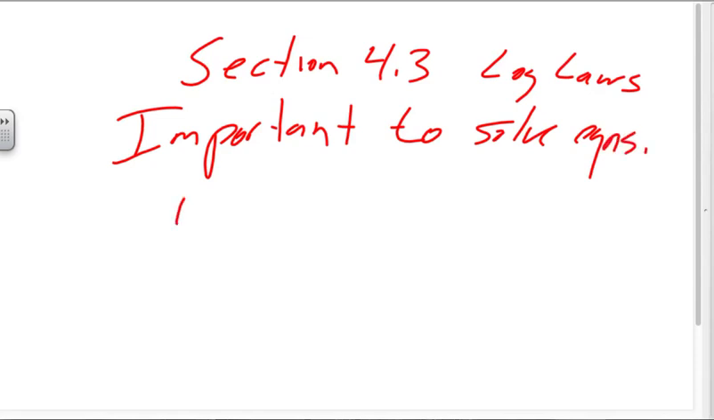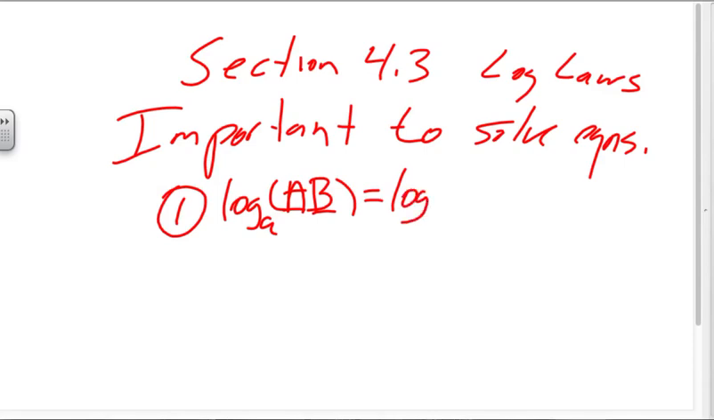So the first one we're going to talk about: if we've got log base a of A times B, capital A and capital B can be variables, they can be numbers, they can be algebraic expressions, they can be just about anything, this will equal log base a of whatever A is plus log base a of whatever B is. Now oftentimes you're actually going to use this to go back this way, because these laws go both ways.